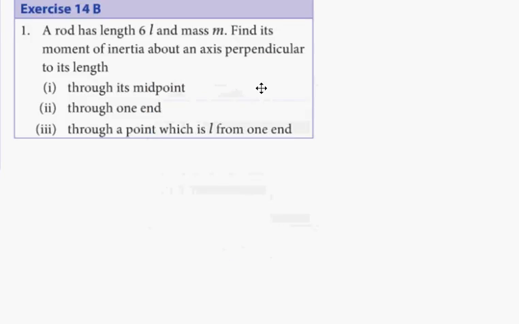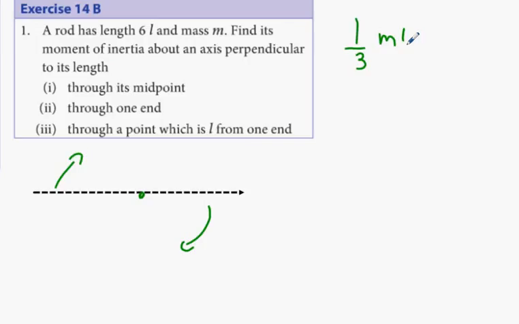So, what we have next is a rod has length 6L, and mass M. Find its moment of inertia through an axis perpendicular to its length, through its midpoint. Through its midpoint, guys, means this way here. Can anybody tell me the regular formula for that? It's a third ml squared, you get this from your notes, for a rod that's held from its center.